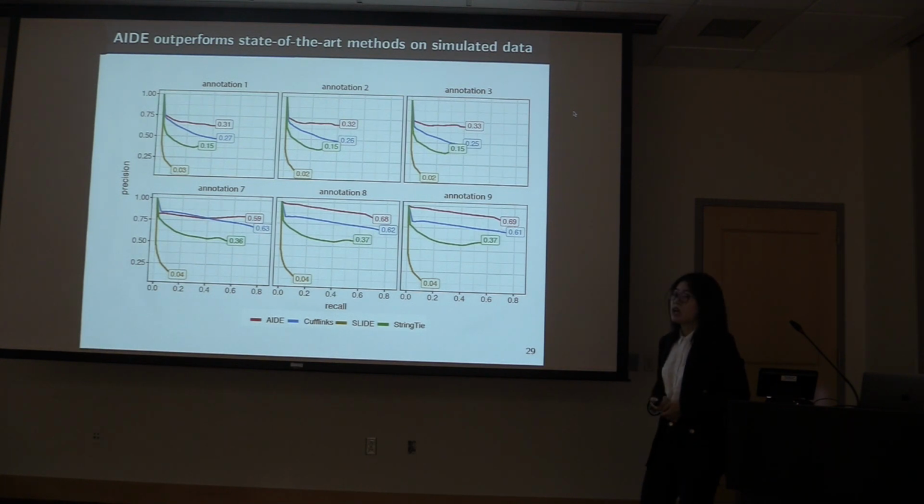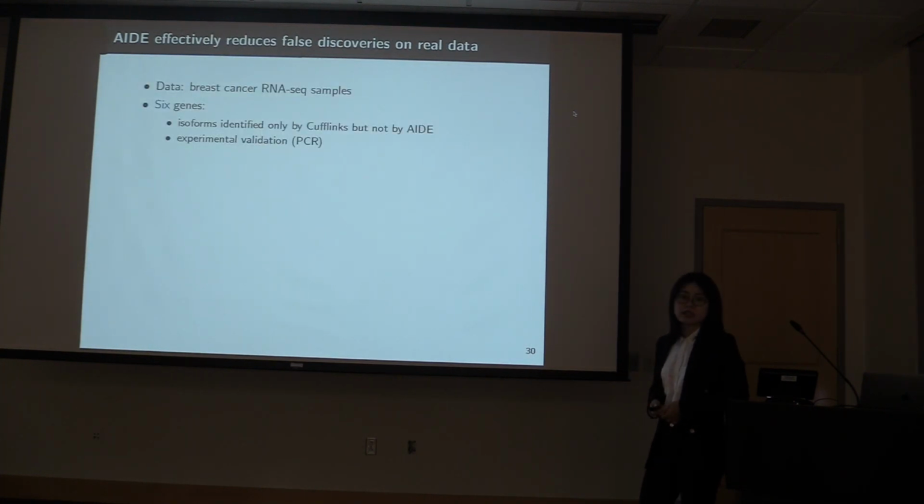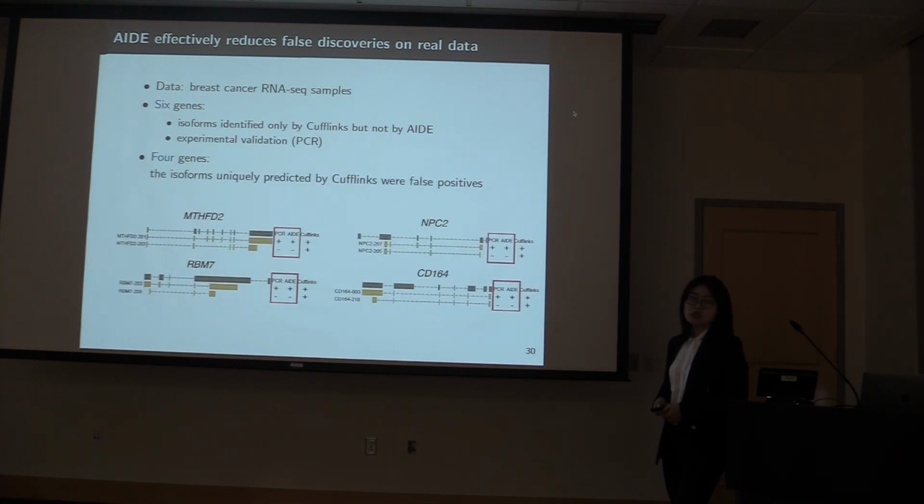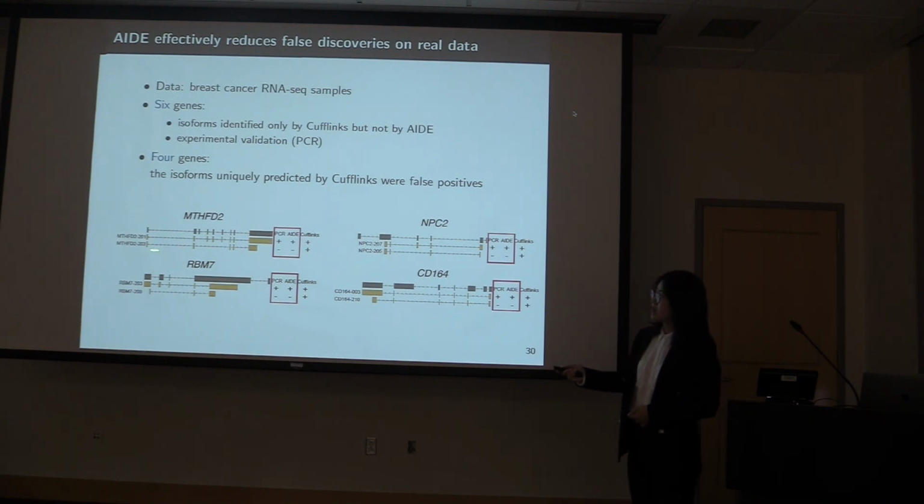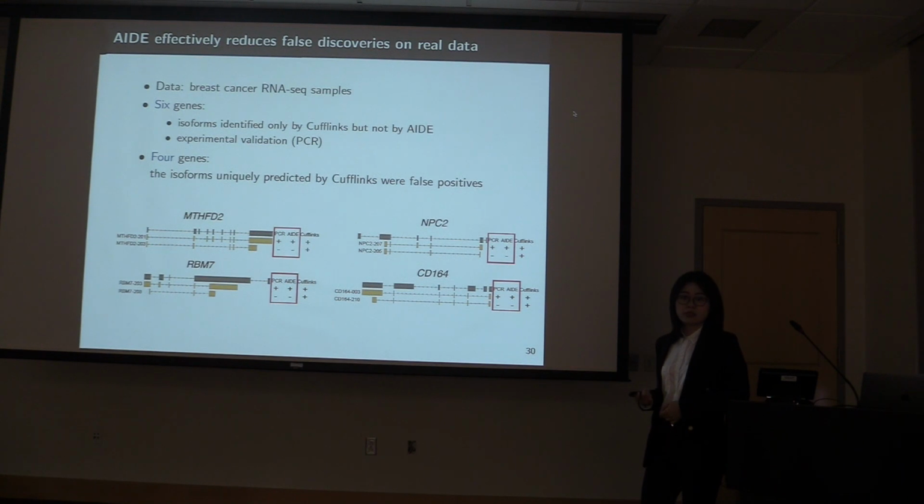Since both aid and couplings have better performance in this simulation study, we applied these 2 methods to breast cancer RNA-seq datasets. After we get the isoform discovery result, we randomly selected 6 genes that have isoforms identified only by couplings but not by aid, and we performed experimental validation using a technology called PCR. Our experimental validation results show that for 4 out of the 6 genes, the isoforms uniquely predicted by couplings were false positives. For example, if we look at the second isoform of each gene, it's only predicted by couplings, but the PCR experiments show that this isoform is actually not expressed in breast cancer samples.